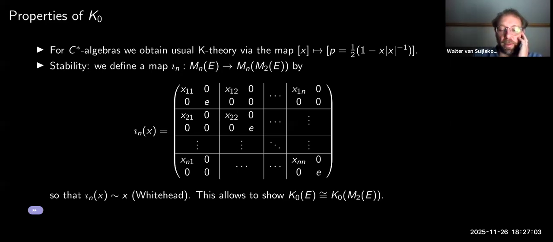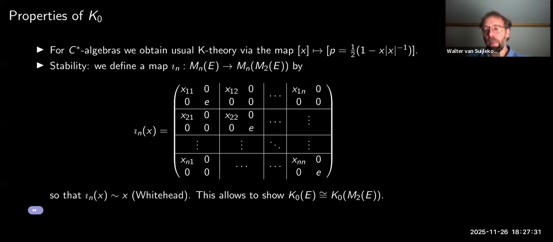So like with white hat in the case of C-star algebras, it goes exactly the same. You just reshuffle these things and you find that you have your X in the corner and E in the bottom corner. And that's sort of showing you at least that K0 of E is the same as K0 of 2 by 2 matrices over E. So that's sort of the starting point for stability. And this works in general, of course, for Mn of E, capital N.